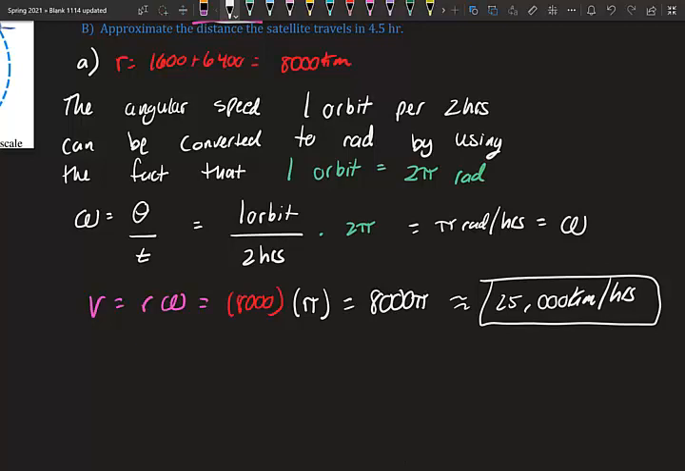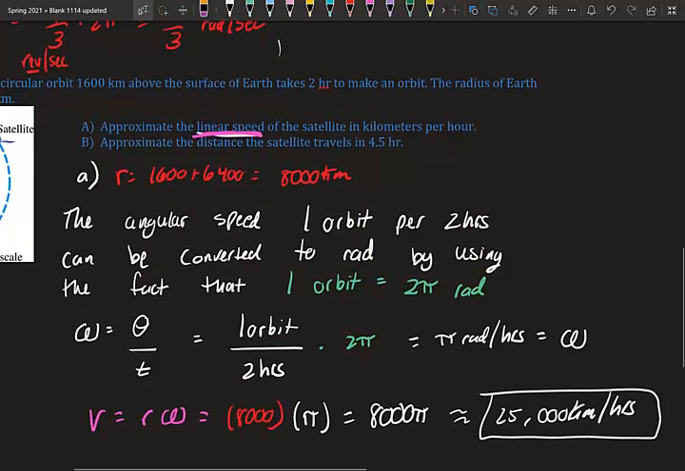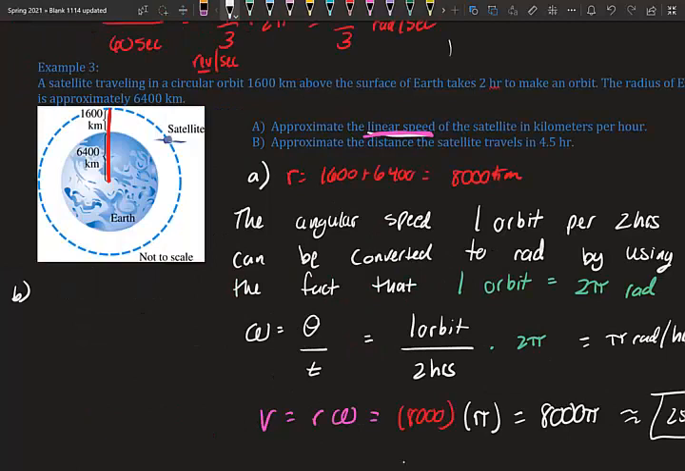Why do we round to two significant digits? Because it gave us two significant digits the entire time. Approximate the distance the satellite travels in 4.5 hours. So if we know that the speed is 8,000 pi, wouldn't we just do 8,000 pi times 4.5? Yeah, right? Because that makes sense to do that.